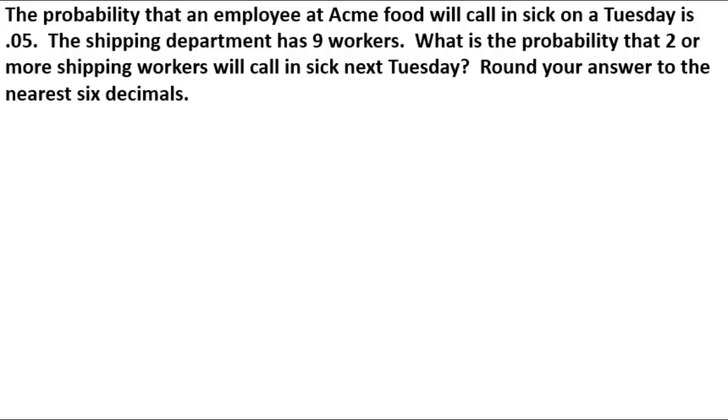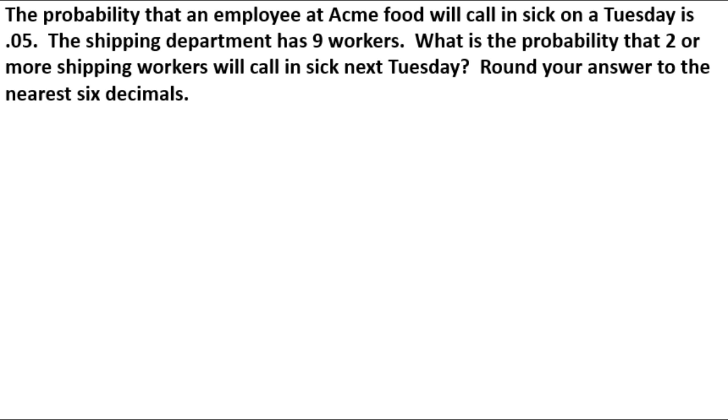With this probability, we are looking at the number of employees that will call in sick. The question states the probability that an employee at Acme Food will call in sick on Tuesday is 0.05. The shipping department has the same probability. The shipping department has 9 workers. What's the probability that 2 or more shipping workers will call in sick on Tuesday?